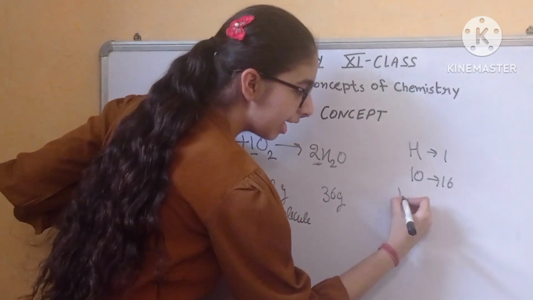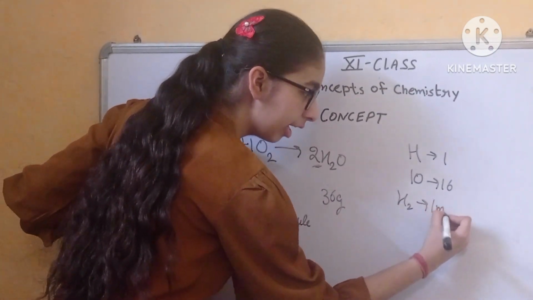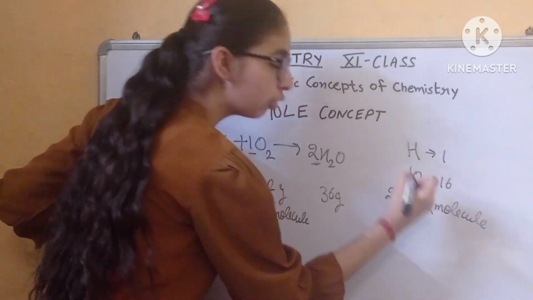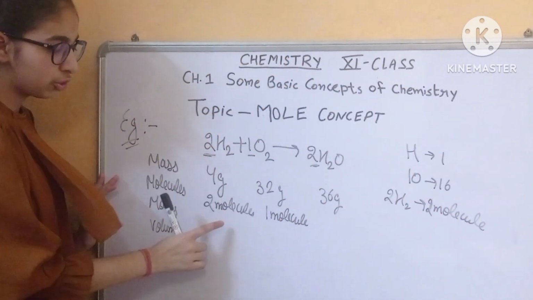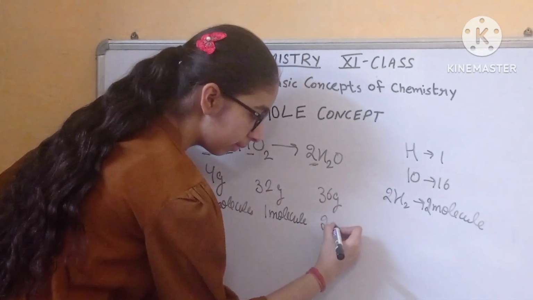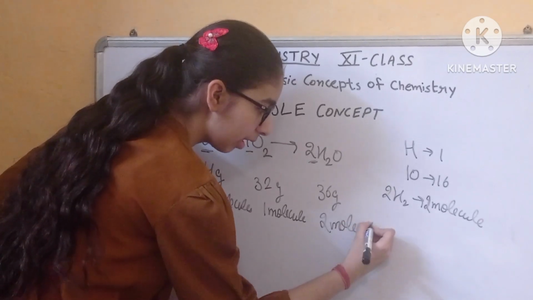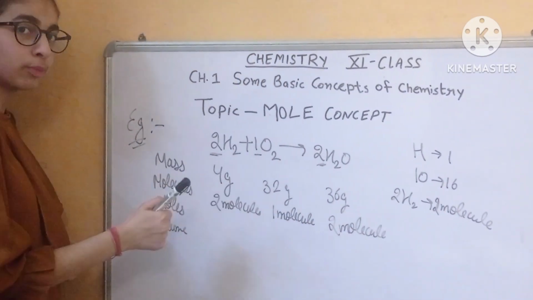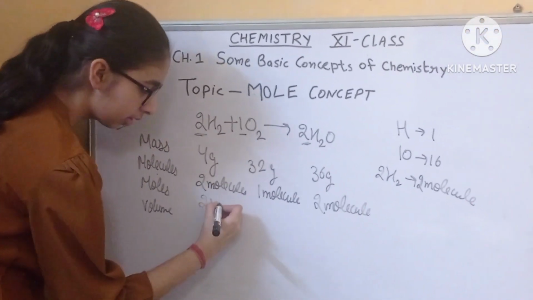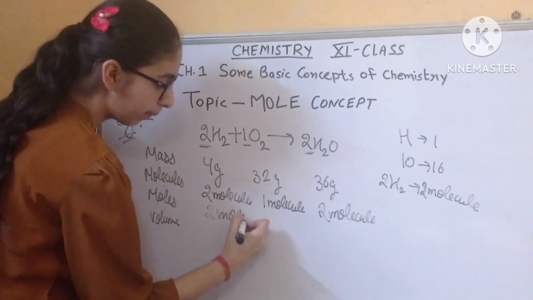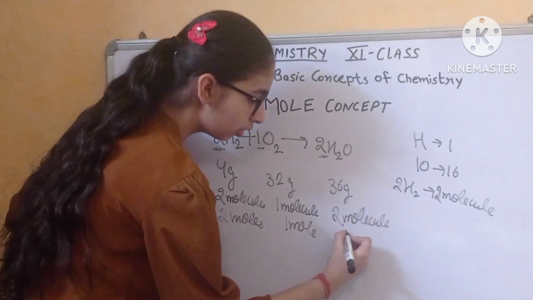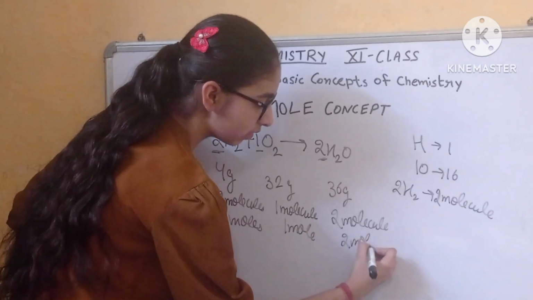We see now H2 has 1 molecule. If I write 2 molecules over here, then this will also become 2 molecules, right? So H2 has 2 molecules, O2 has 1 molecule, and water also has 2 molecules. And according to moles, the same holds. How many moles does H2 have? 2 moles. And oxygen 1 mole. And H2O has 2 moles as well.